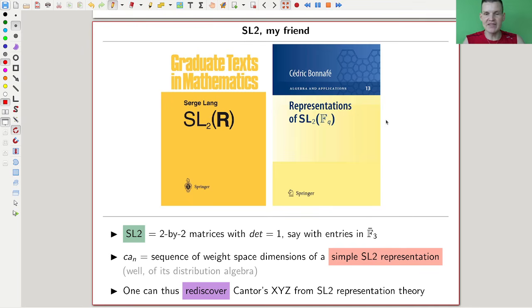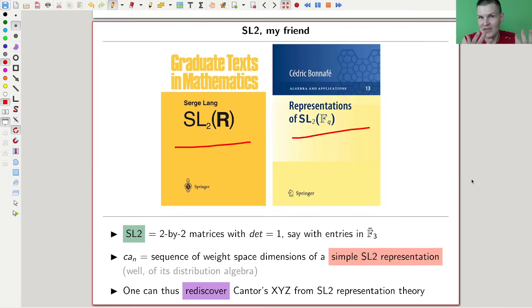So SL2 is really just 2x2 matrices with determinant 1 with whatever kind of entries you want. And people wrote whole books about that. The most famous one is the original book by Serge Lang, with a fantastic title, SL2R. R is the real numbers. That's the title of the book, just SL2R. So I wrote a book about SL2R, but you will find other books, for example SL2 F_p, F_q. People are very fascinated by this group, and I'm also really fascinated by it. It's extremely fascinating what you can pull out of this group.